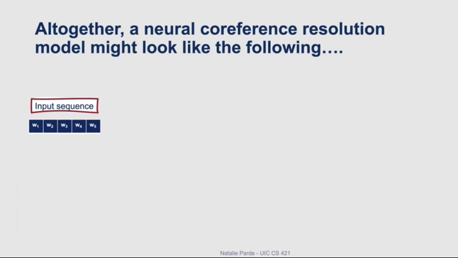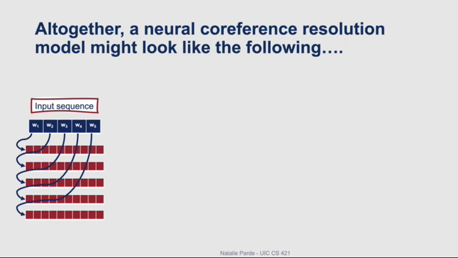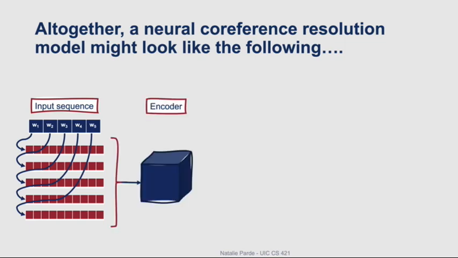A sample neural coreference resolution model then might look something like this. Let's say we start with an input sequence of text. This could just be any sequence of text, like "UIC says it's handing out free face masks" or something like that. We find a vector representation for each word in the input sequence. These vectors, as already mentioned, might contain word embeddings, manually defined features, or some combination of the two.